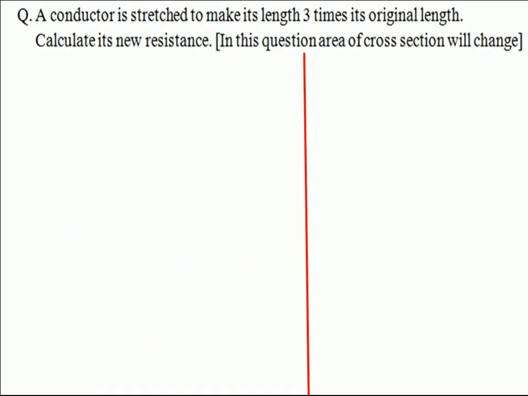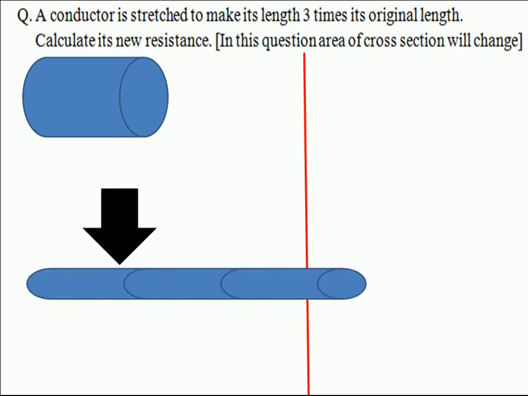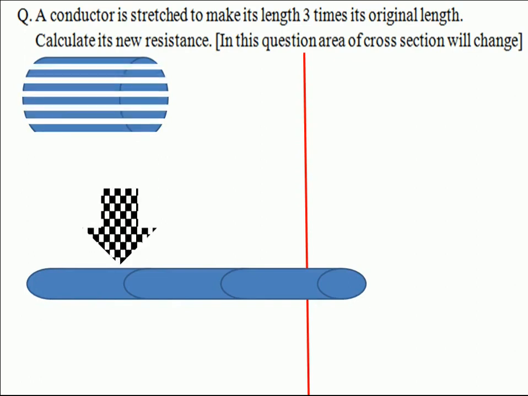Now there is another kind of question in which I'm stretching the wire. In the previous question I had not stretched, I had just increased the length. Now in this question I'm stretching the conductor to make its length 3 times the original length. So in this question the area will also change. Now let's see. I have a conductor, I'm stretching it to make its length 3 times. Let's see how the resistance will change.